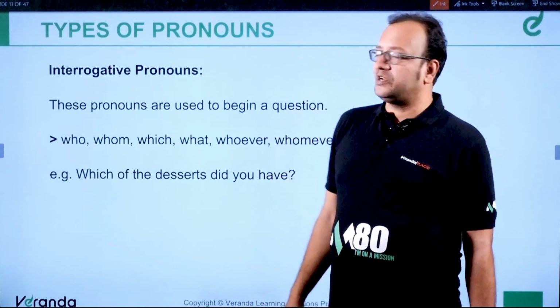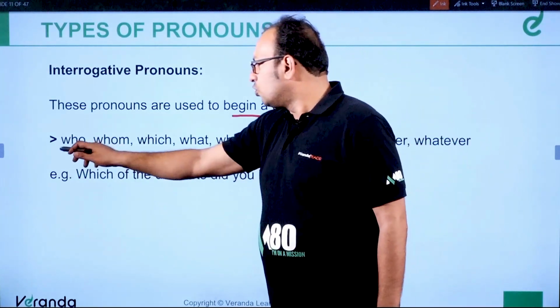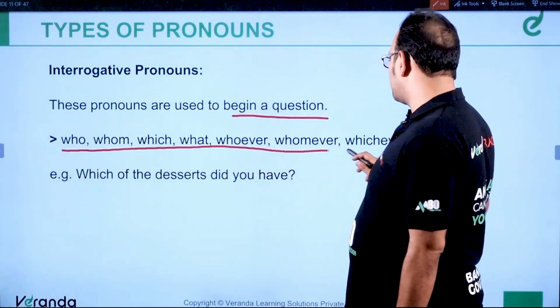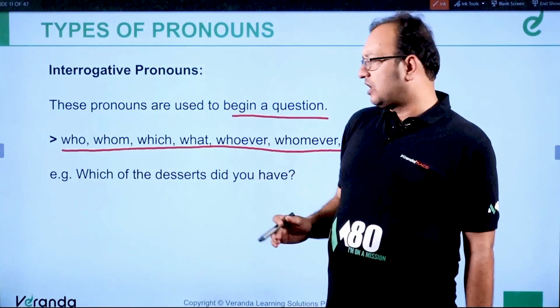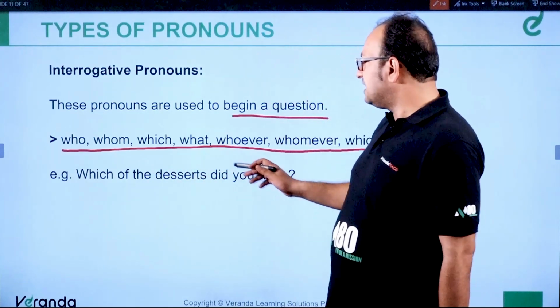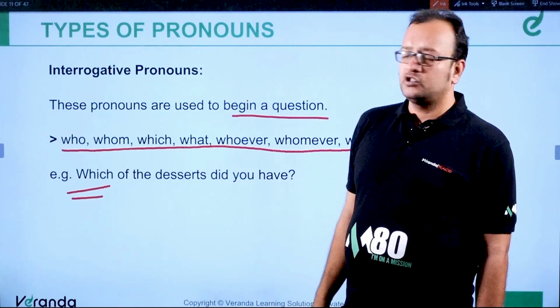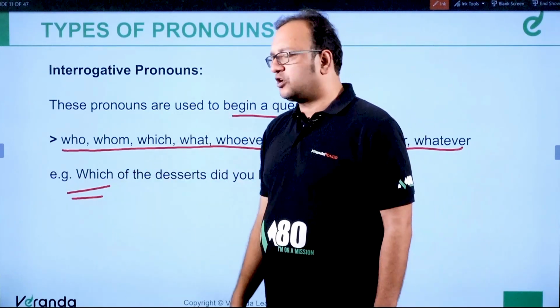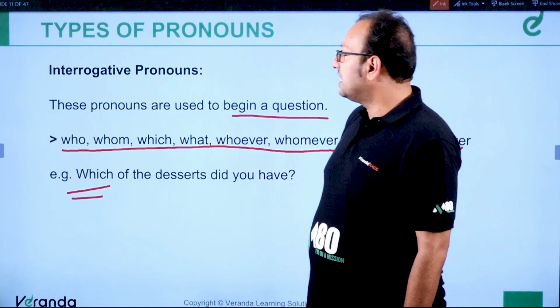Interrogative pronouns are used to ask questions. These pronouns are used to begin a question. For example: who, whom, which, what, whoever, whomsoever, whichever, whatever. These are known as interrogative pronouns. Which of the desserts did you have? Used to ask a question. So we use this particular pronoun to ask a question, known as interrogative pronouns. Clear? Moving ahead.